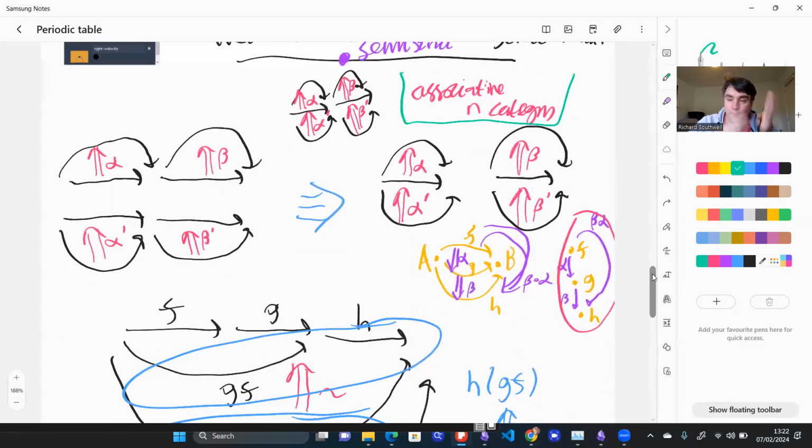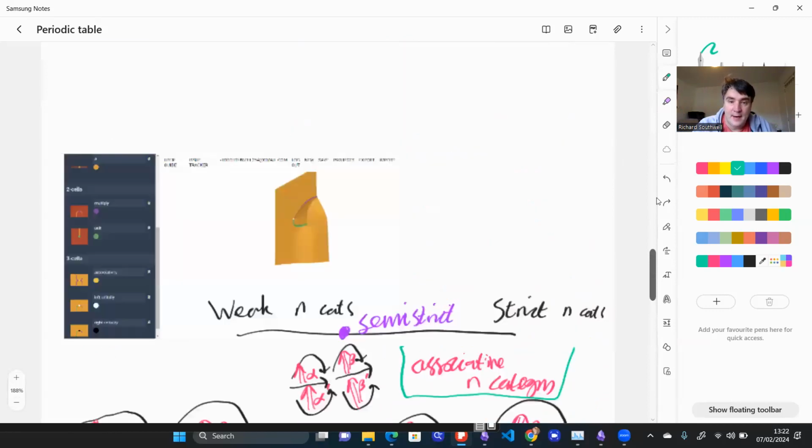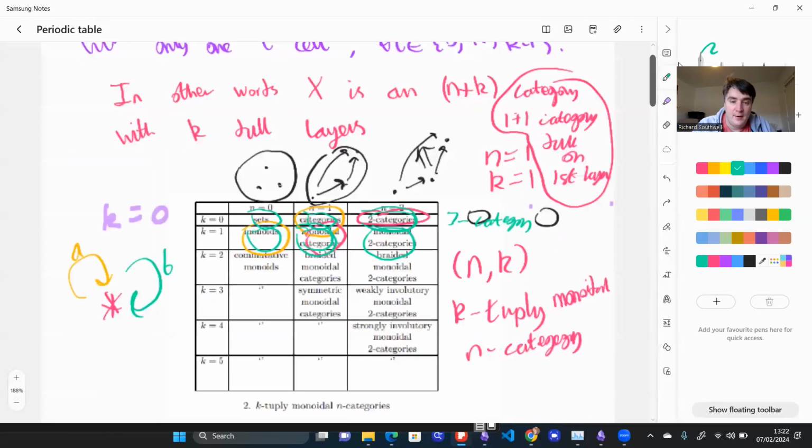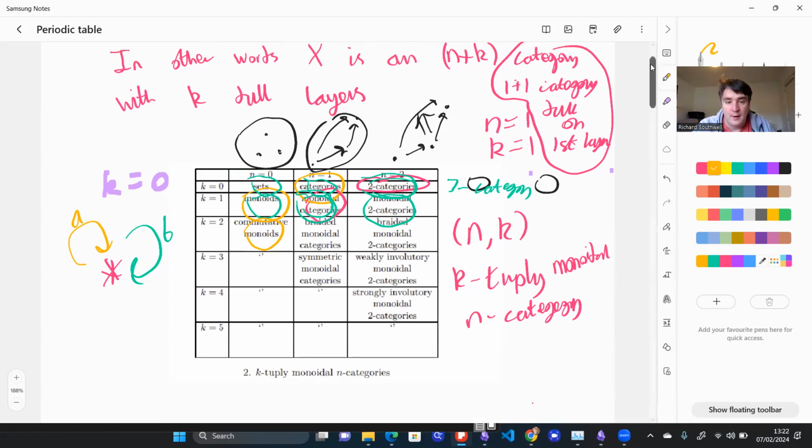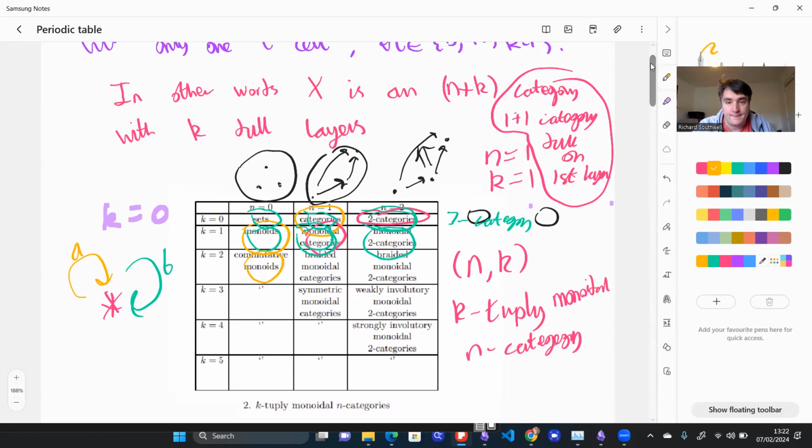But anyway, now we've unpacked a little bit more of this kind of n-category theory, I'd like to return to this table here, and let's go a little bit further into this table. So in particular, I want to have a look at this. This is interesting. This is the case where we have n is 0 and k is 2. So we have sort of an n plus k category.